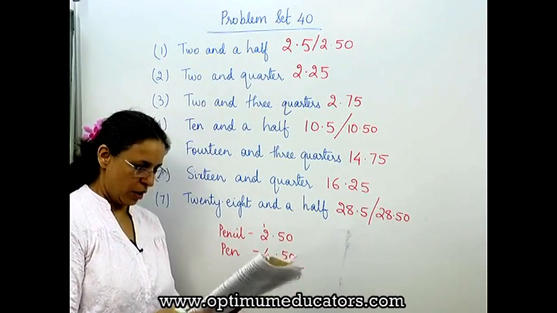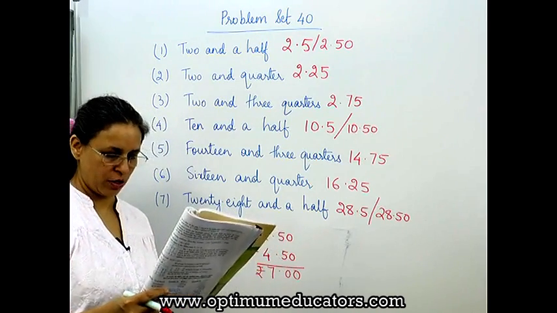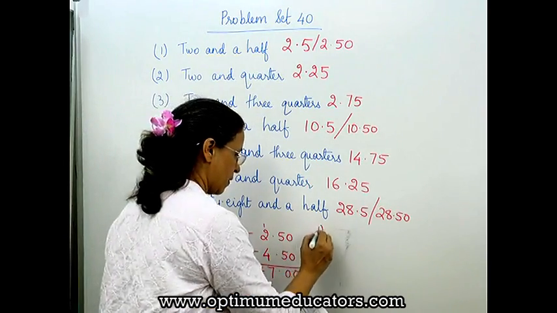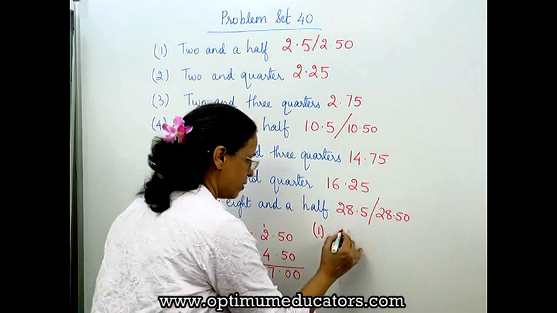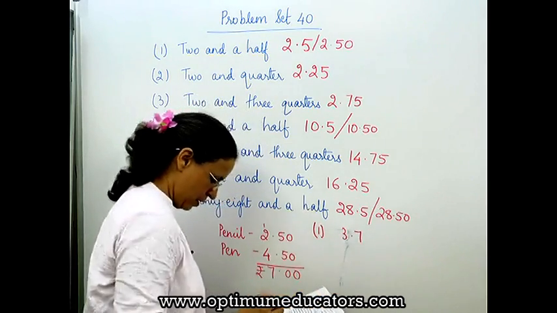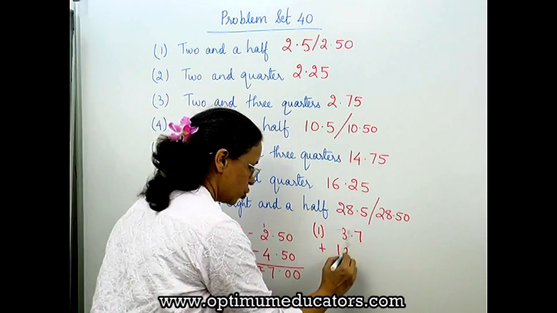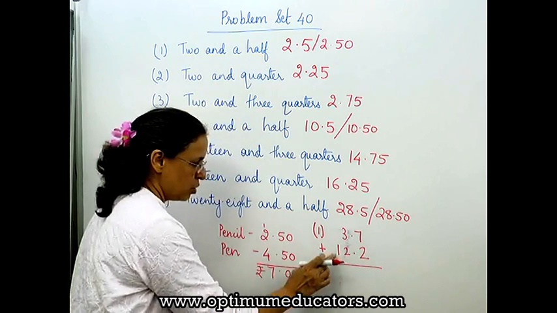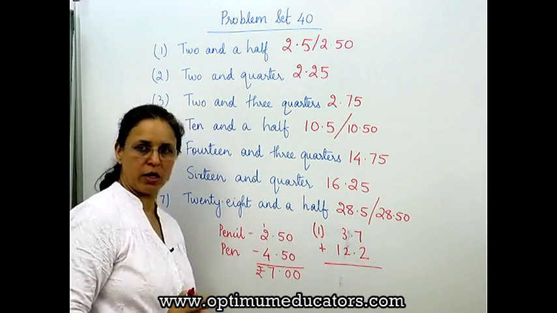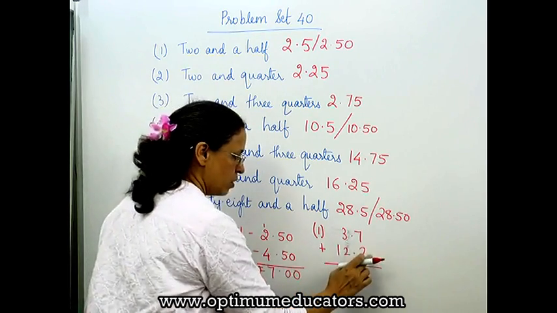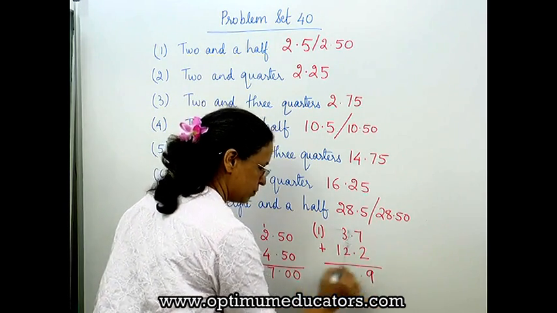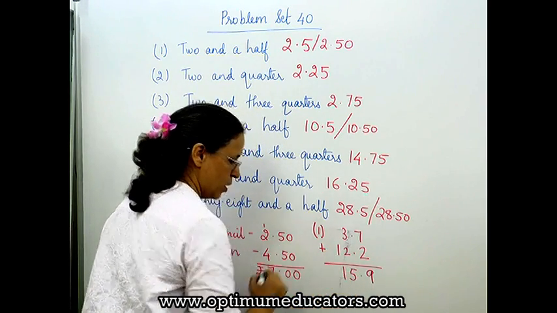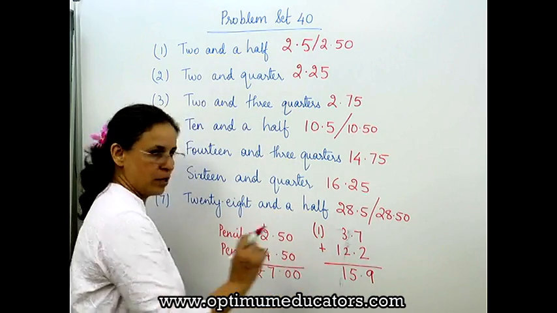Now, I will show you some more additions. Watch carefully. Now here they have given you the first sum: 3.7 plus 12.2. Be careful, you place your numbers very clearly one below the other. 7 plus 2 will give you 9. 3 plus 2 will give you 5, and here you will get 1. So our answer will be 15.9.